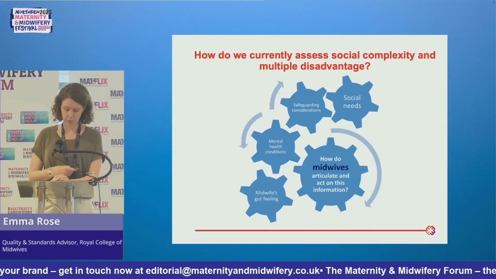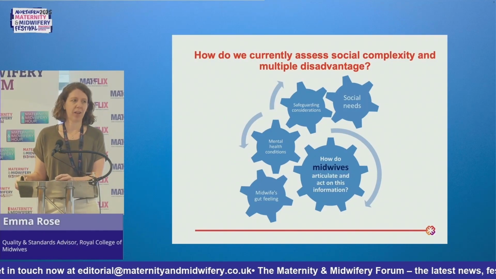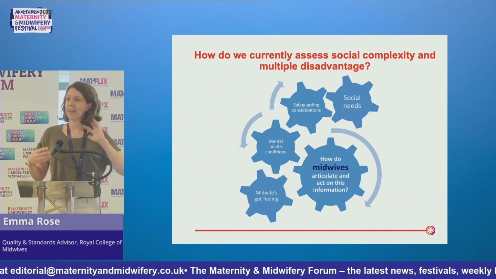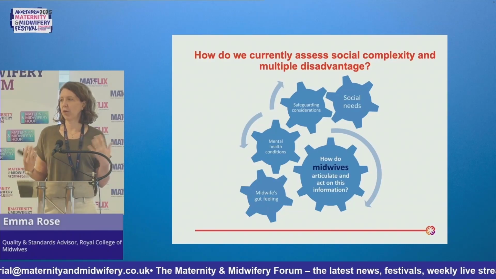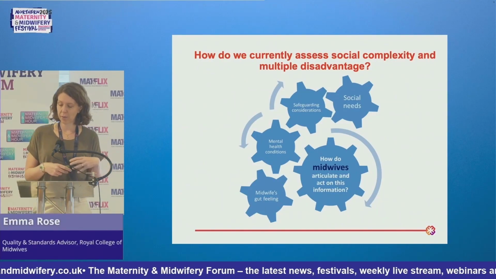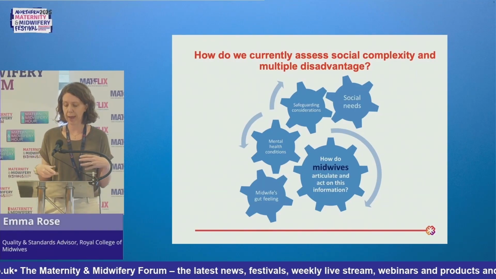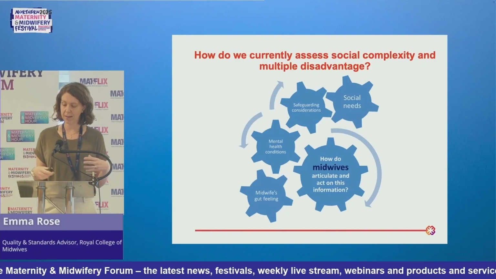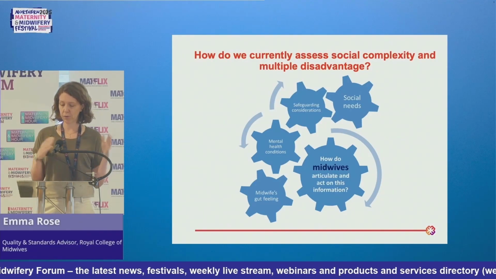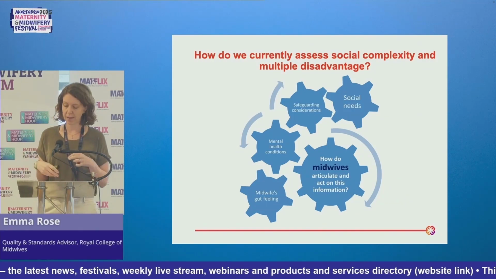Oh, sorry, went too quick. So how we currently measure social complexity and multiple disadvantage, essentially it doesn't really exist in a universal way for midwives. Following Every Child Matters, there was a big national drive that helped social care, health visiting and primary care. So health visitors have an assessment of social needs at their first visit, and they have these levels of universal, targeted and specialist care, and that's for children up to 5 years.